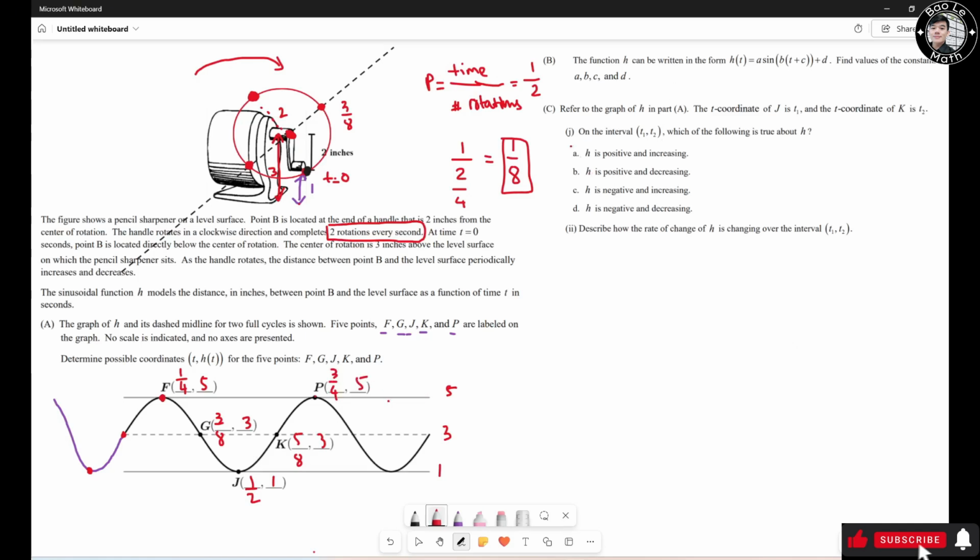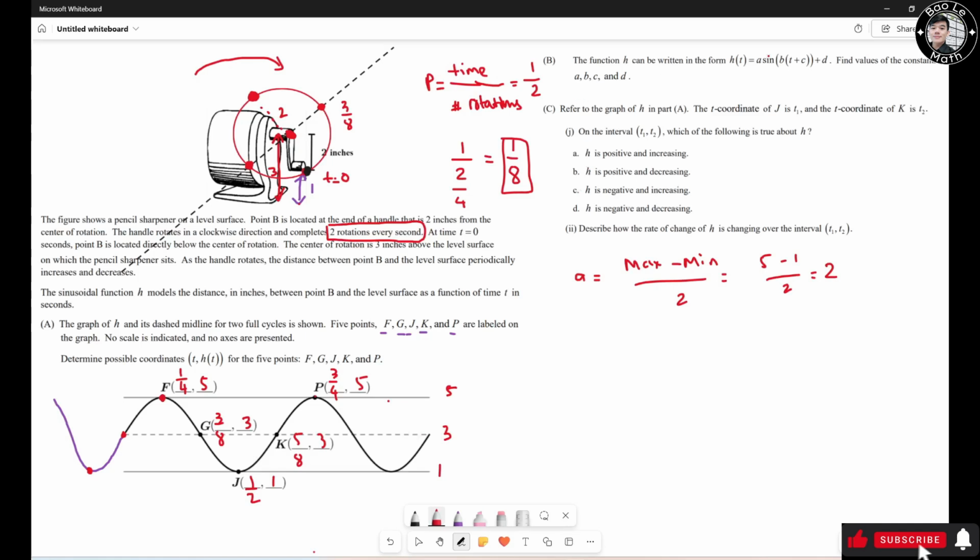Now let's move on to question B. The function h can be written in the form h of t equals a sine of b times t plus c, plus d. Find the values of constants a, b, c, and d. Alright, so first we need to find the amplitude. We know that amplitude equals maximum subtract minimum, divided by 2. So it could be 5 subtract 1, divided by 2. It's going to be 2.